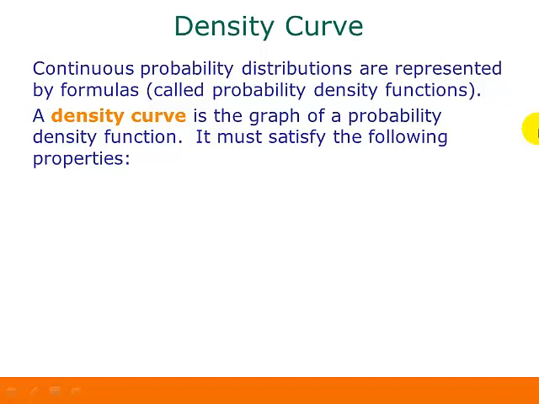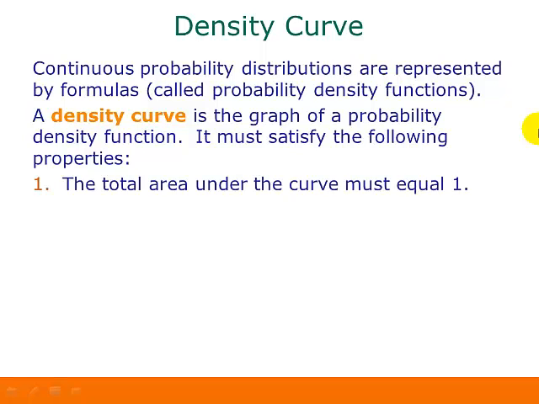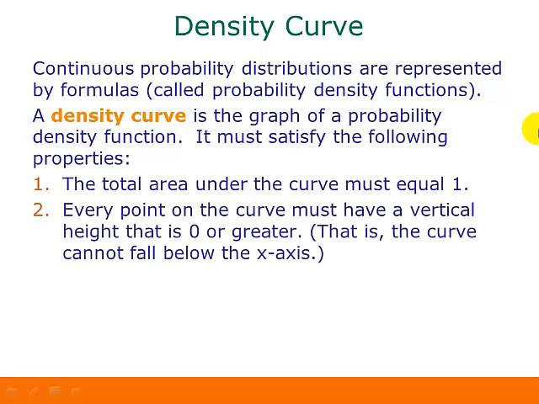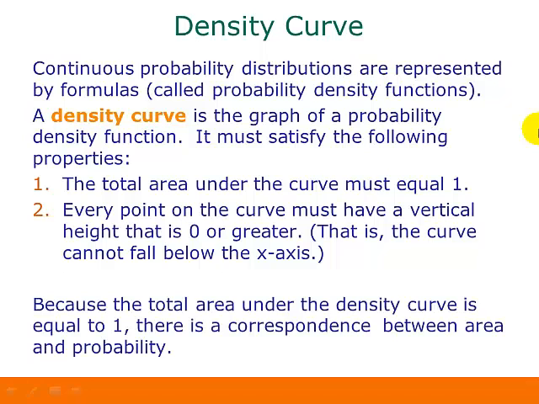A density curve is the graph of a probability density function, and it must satisfy the following properties. First, the total area under the curve must equal 1. And second, every point on the curve must have a vertical height that is 0 or greater. That is, the curve can't fall below the x-axis. Because the total area under the density curve is equal to 1, there's a correspondence between area and probability.